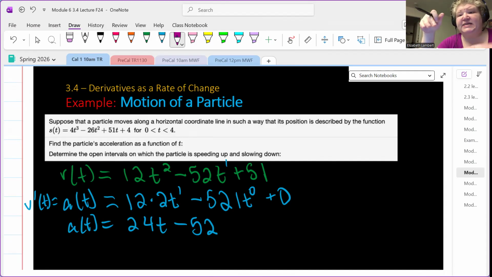Now, just like we did with the velocity function, I need to know when is the acceleration positive, when is the acceleration negative. That way I can compare it against the velocity to determine when it's speeding up and slowing down. So this isn't as simple as positive acceleration is speeding up, negative acceleration is slowing down. That is not always the case. It is highly dependent. It is required that you compare it with the velocity. When are they in the same direction? When are they in opposite directions?